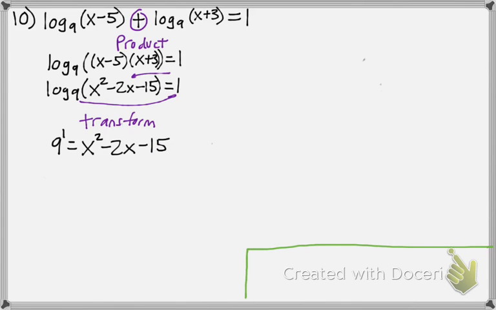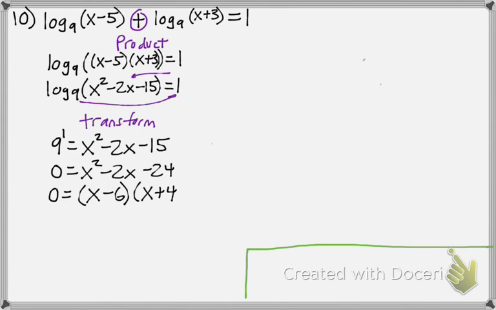And a common mistake is to try and factor this right now. I don't want to do that. That would actually just get me back to the x minus 5, x plus 3. I want to bring the 9 over first. So we can't factor, or shouldn't factor, until everything is on one side and 0 is on the other. So this will be x squared minus 2x minus 24. And then we can factor. So this is going to be x minus 6 and x plus 4, which means that x is going to be equal to 6 and x is equal to negative 4.